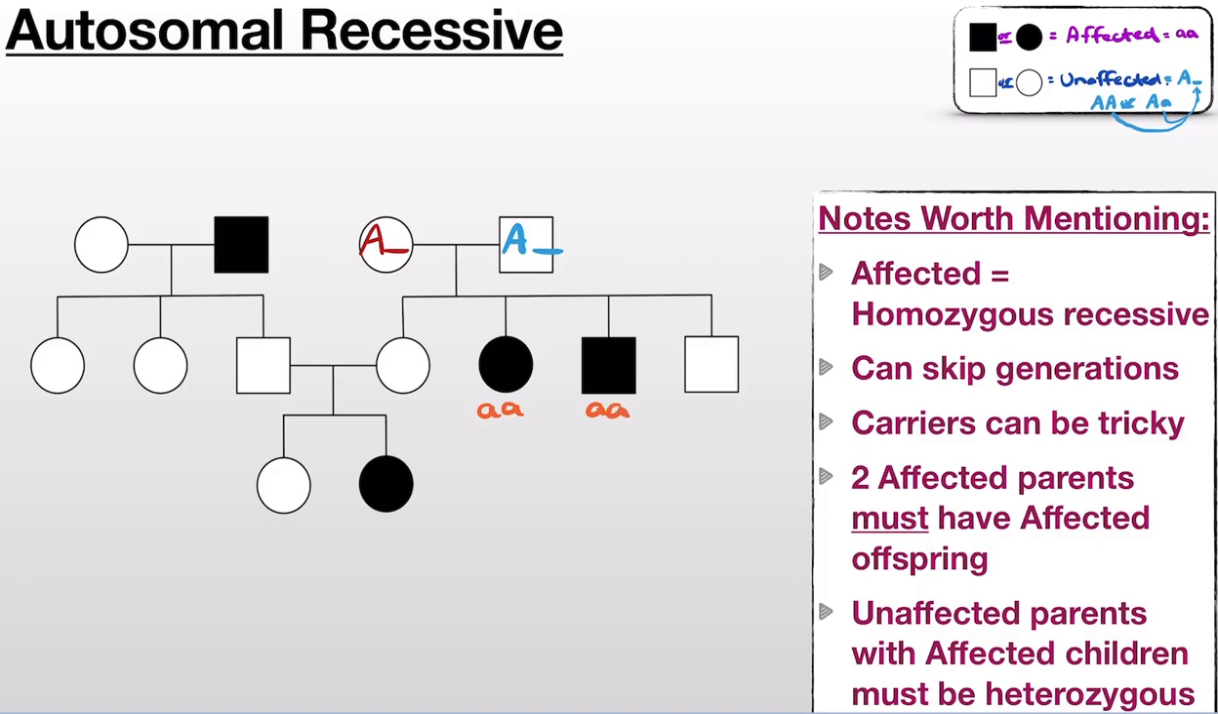So we know that this mother here has to be big A, little a. And we know that this father needs to have a little a. Otherwise, how did this offspring have two little a's? So unaffected parents who have an affected child must be heterozygous, big A, little a. Okay, you can skip generations.